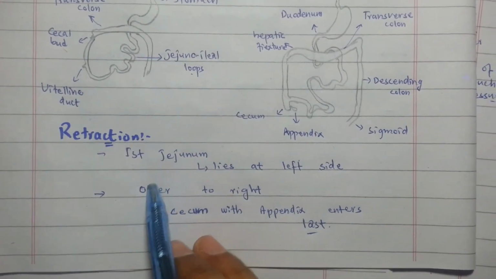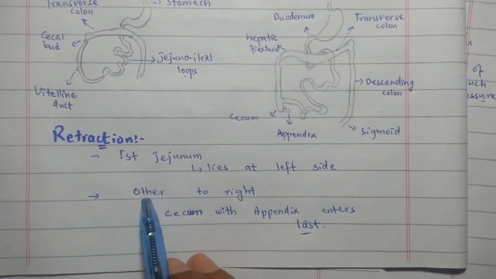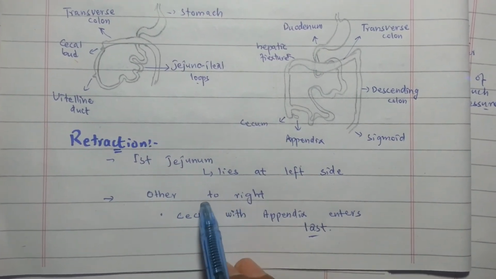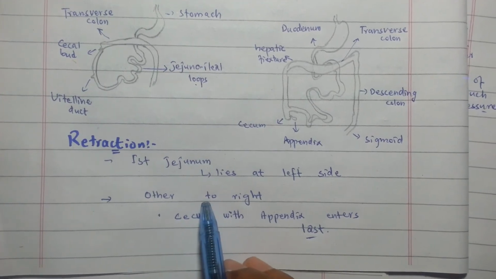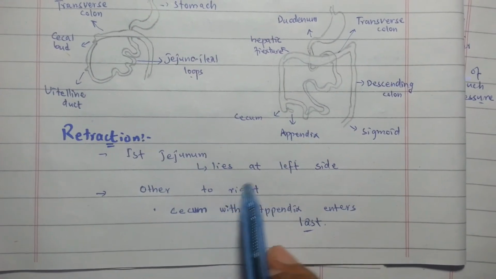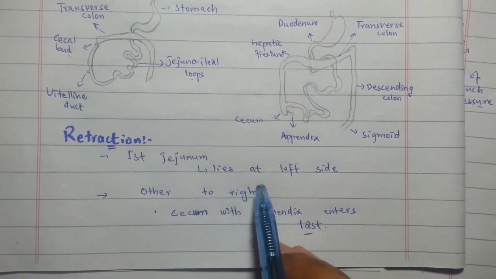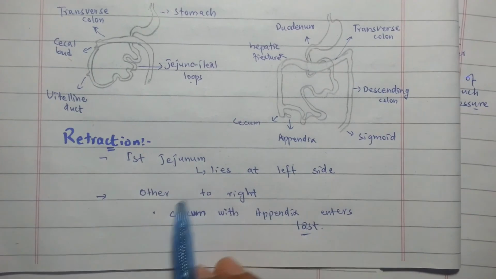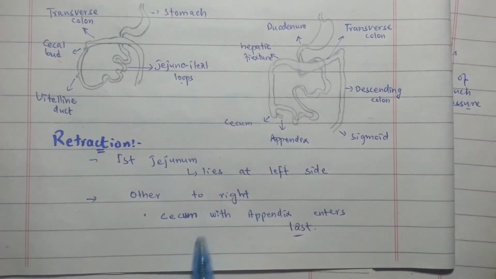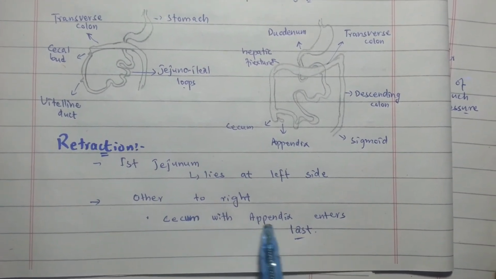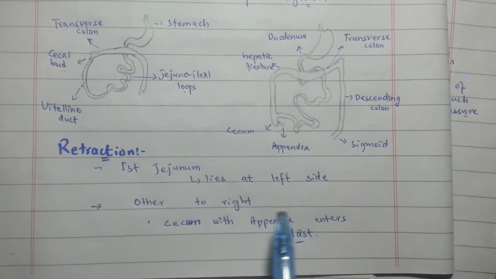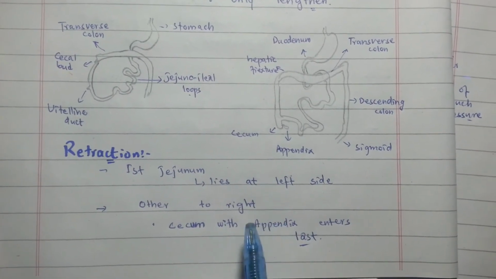Then when the rotation occurs, the jejunum is the first to retract into the abdominal cavity during the retraction of the primary intestinal loop from the extraembryonic cavity, and the jejunum lies on the left side of the abdominal cavity. Others move to the right side. The last one to retract into the abdominal cavity is the cecum with the appendix. So in this way, the midgut is formed and its derivatives are formed.